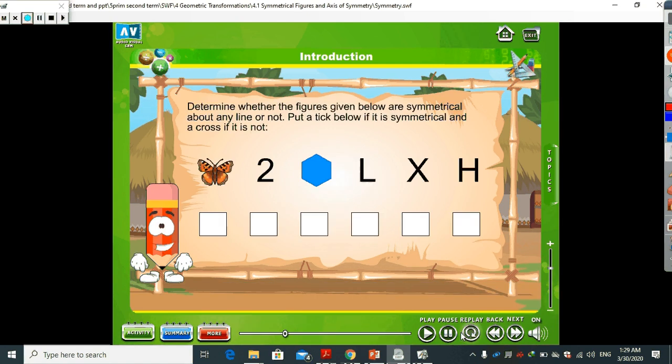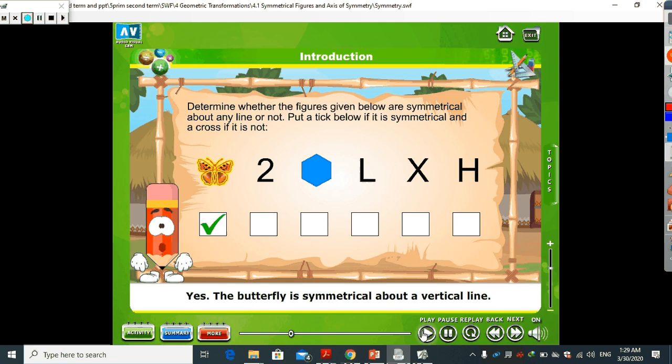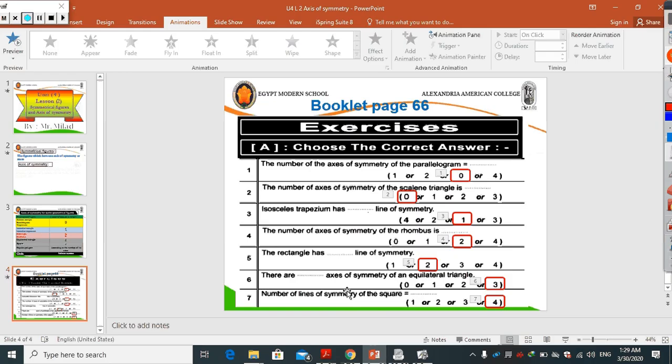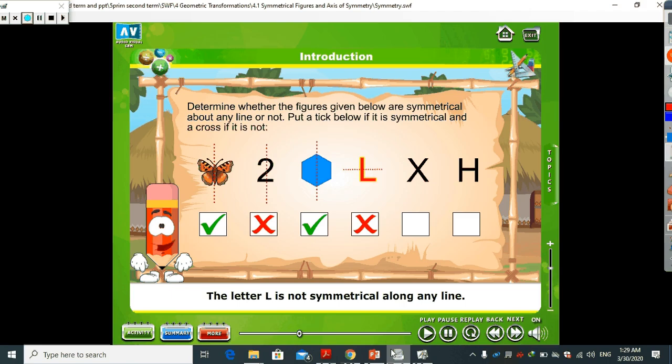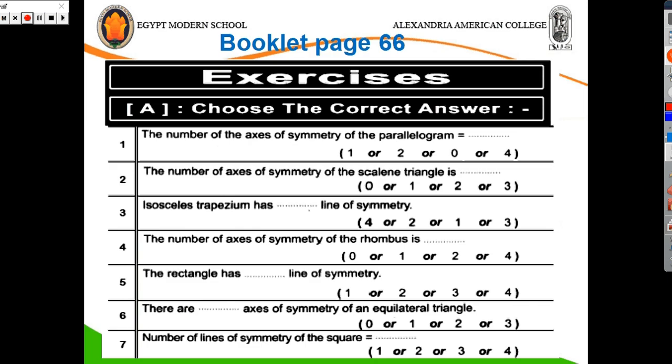Determine whether the figures given below are symmetrical about any line or not. Put a tick below it if symmetrical and a cross if it is not. Yes, the butterfly is symmetrical about a vertical line. The number 2 is not symmetrical along any line. A hexagon is symmetrical. The letter L is not symmetrical along any line. Okay, let's complete our lesson here.